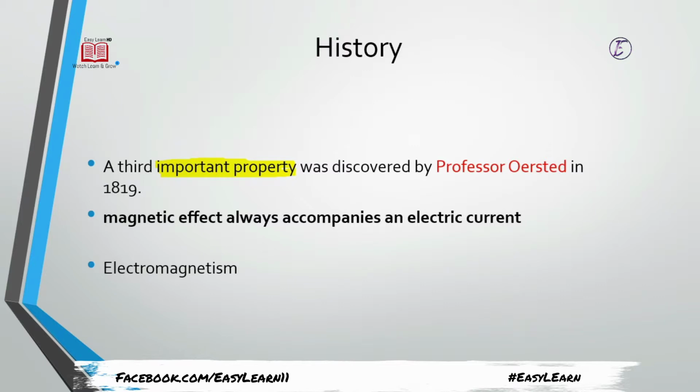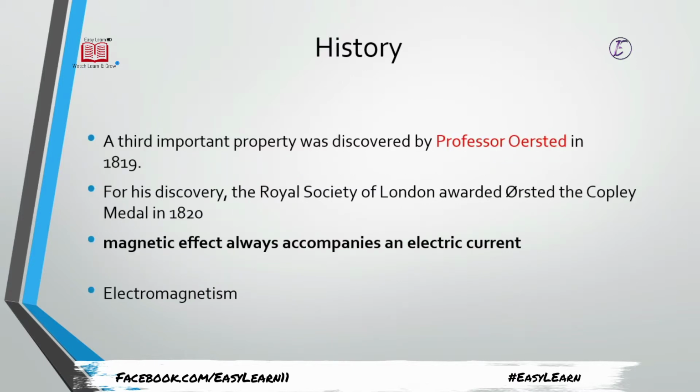So at that time electromagnetism was discovered, and he did some research on this. One year later, the Royal Society of London awarded Oersted the Copley Medal in 1820. A magnetic effect always accompanies an electric current. This is the main thing for which Professor Oersted was credited with the discovery.